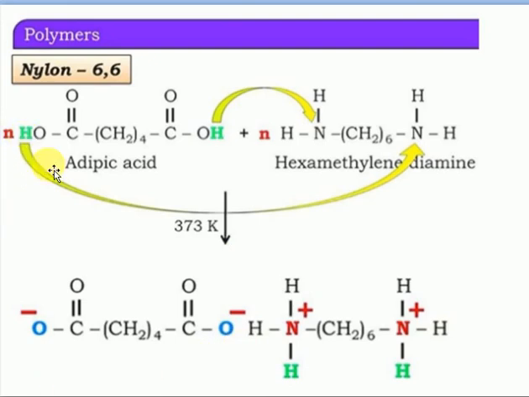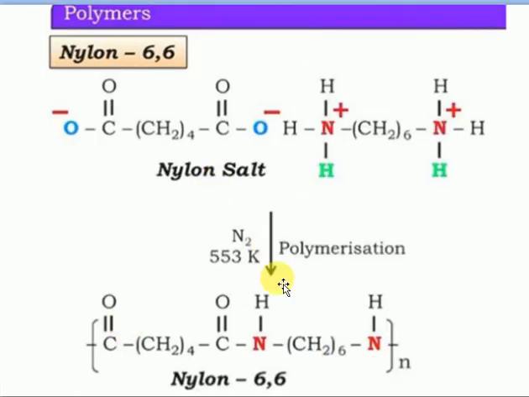But here one H is moving to the ammonia, and they form ammonium, NH3 plus. Sorry, ammonium is NH4 plus only, ammonia is NH3 only. So what happens when they react together in the heating process? By losing a water molecule, this salt forms nylon 6,6. Students, remember very clearly, the amide linkage is there. Nylon 6,6 is a copolymer.